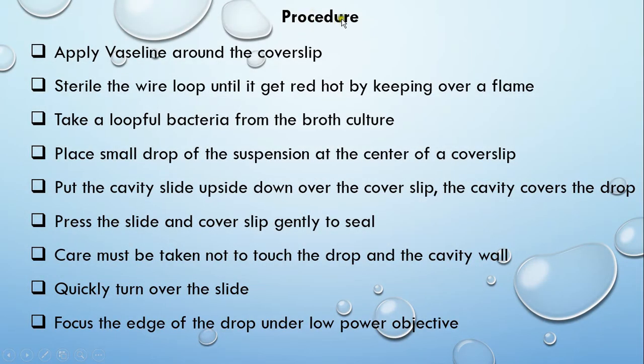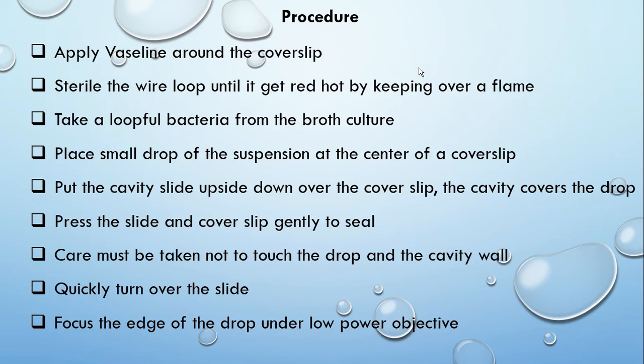Now we will consider the test procedure. Apply Vaseline around the cover slip. Sterilize the wire loop until it gets red hot by keeping it over a flame. Take a loopful of bacteria from the broth culture. Place a small drop of suspension at the center of a cover slip. Put the cavity slide upside down over the cover slip.